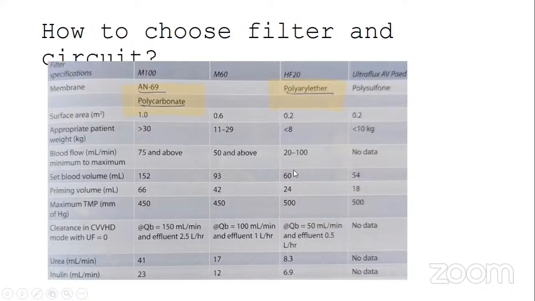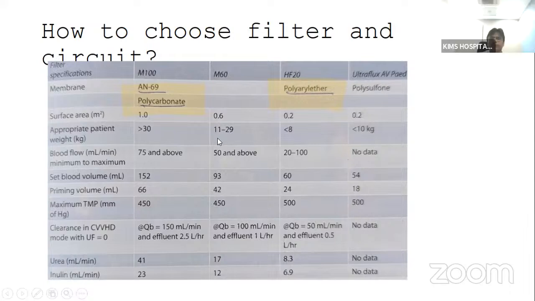And one should be aware of the filter volume. The total filter as well as the circuit volume will be 60%. If at all this filter volume is greater than 10% of total blood volume, one has to consider priming it with either albumin as well as the normal saline, depending upon the hemodynamic status of this child.